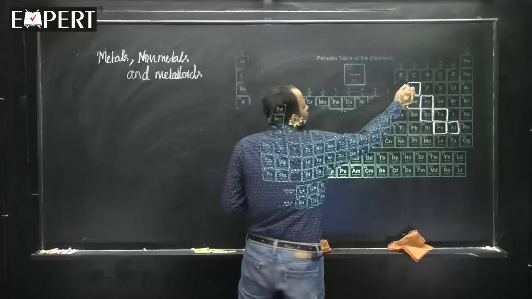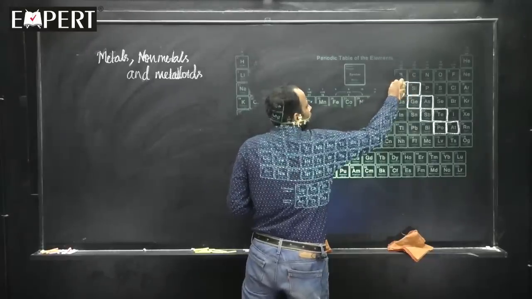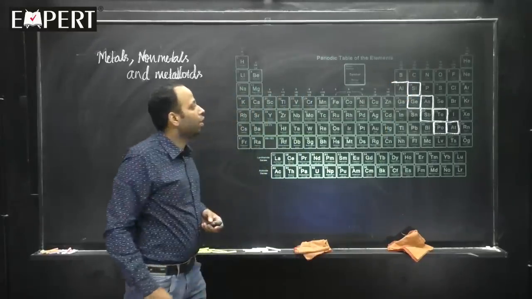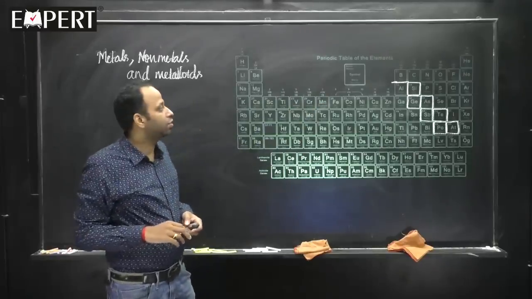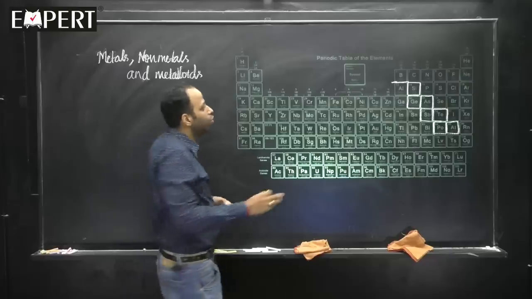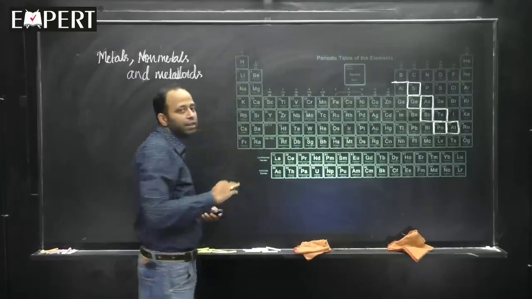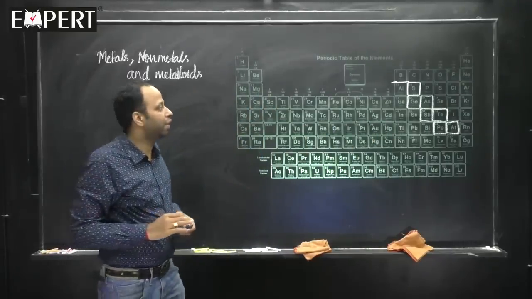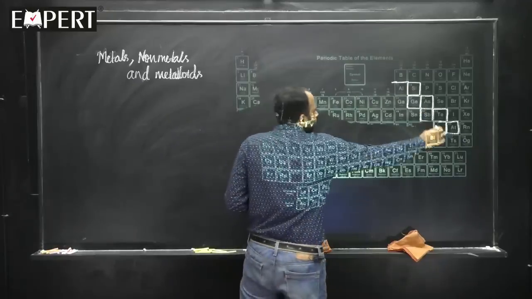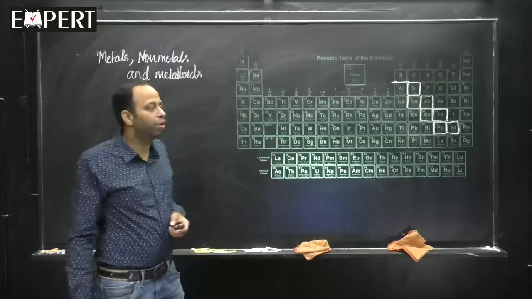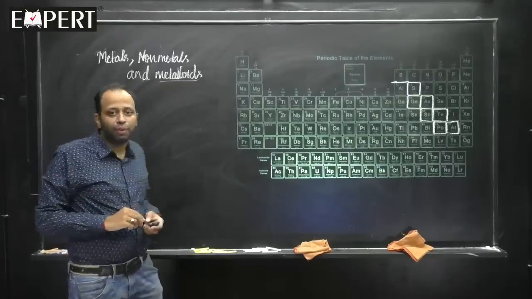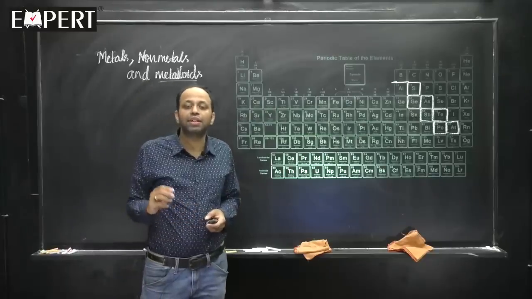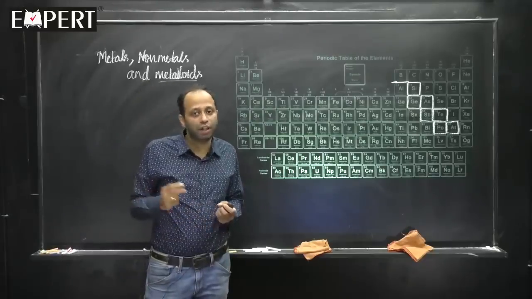Now, if I put a line here, okay, whatever comes on the right side of that zigzag is going to be non-metals. Whatever comes on the left of the zigzag is going to be metals, and whatever elements are present in the zigzag, these are going to be what we call metalloids. Okay. Metals, if you remember, have common properties like metals are very good conductors of electricity.